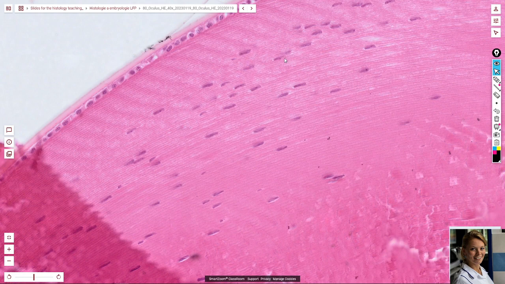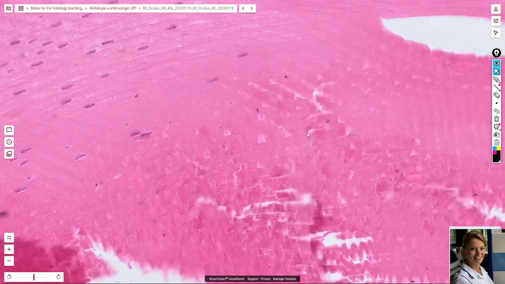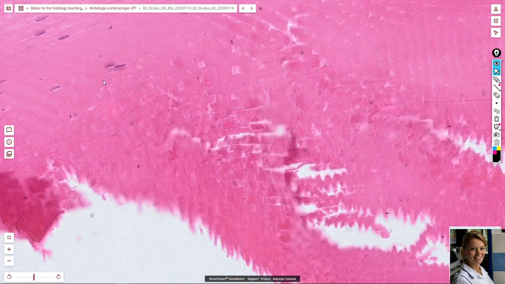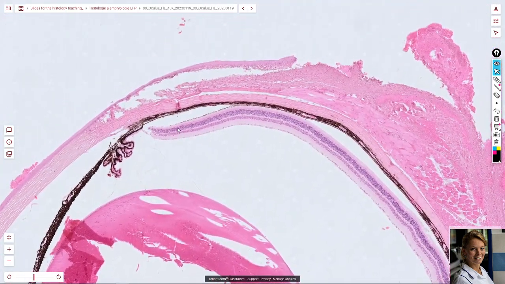Here you can see nucleus of these elongated cells in the cortex of lens, and the nucleus of lens contains elements without nuclei or organelles. So here starts the nucleus of lens. This contains remnants of cells without nuclei and organelles. So this is a lens.